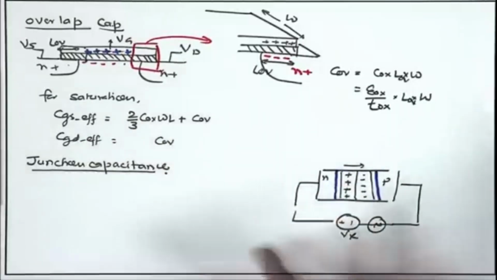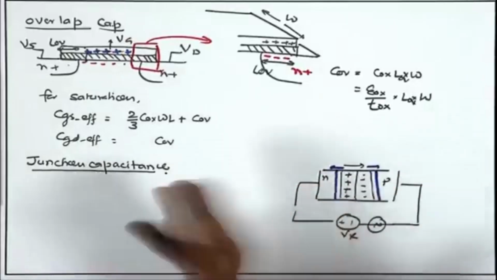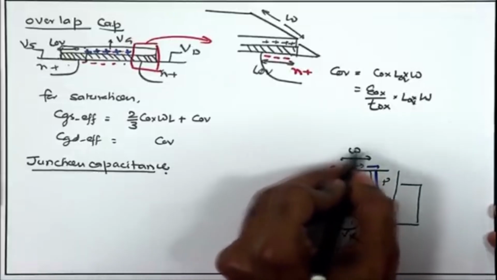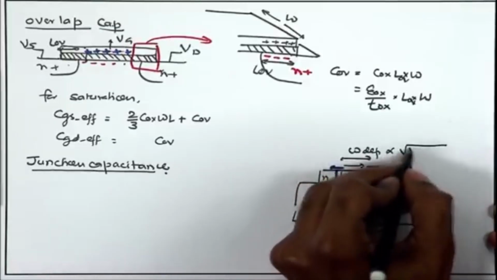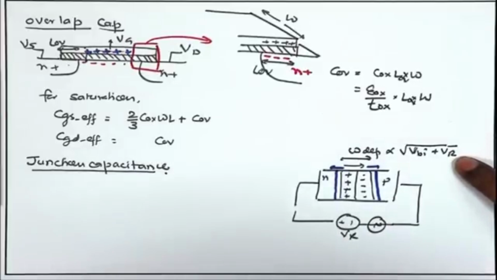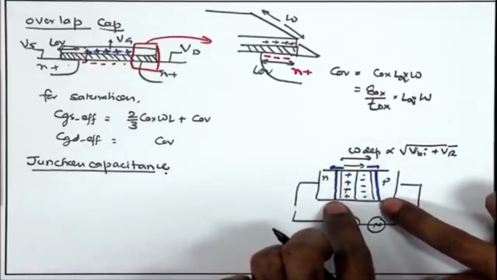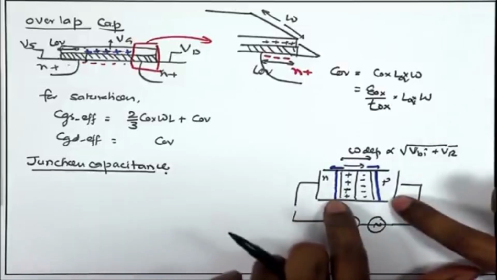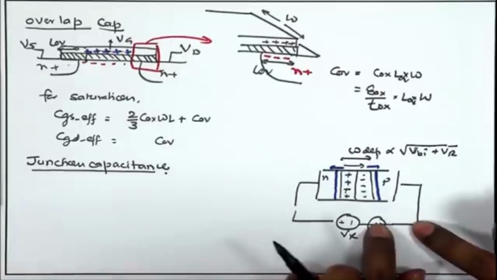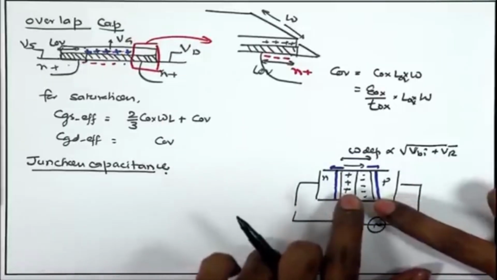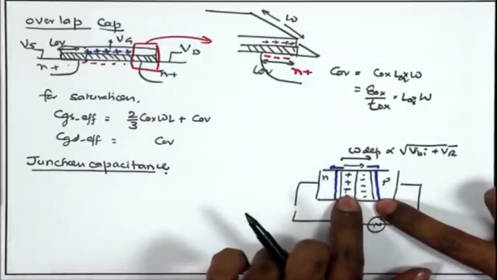If you make VR more positive, we know that the depletion region of the diode widens. If this is the W depletion, it is proportional to VBI, the built in potential, plus VR. So, if you increase the reverse bias potential, the depletion region increases, and as a result the stored charge increases. Once again, whenever you apply an AC signal across this diode, there is a charge storage mechanism which increases or decreases the stored charge in this device.